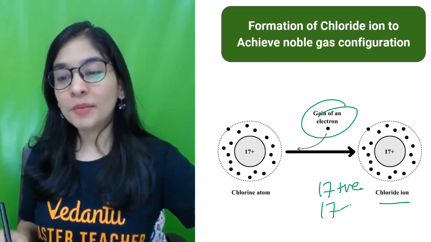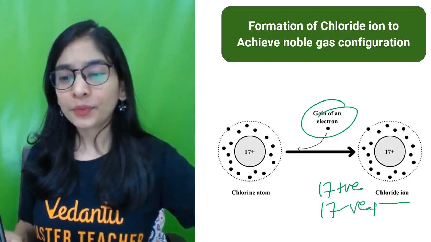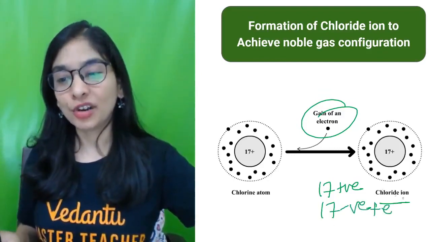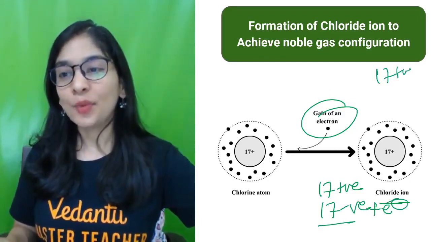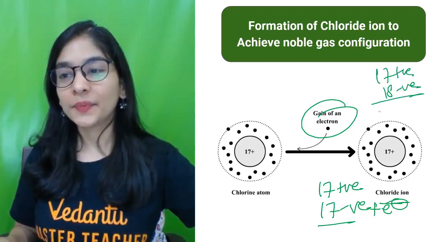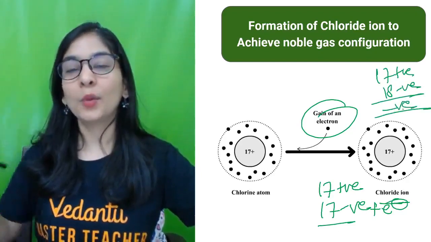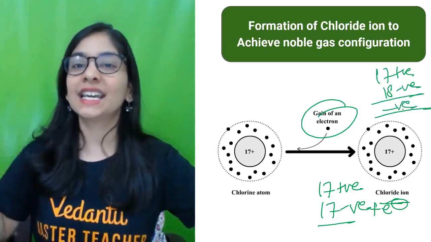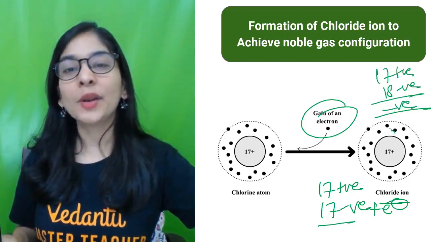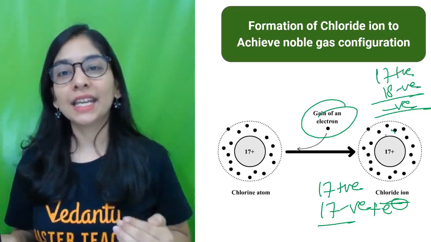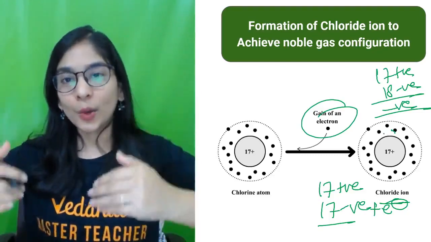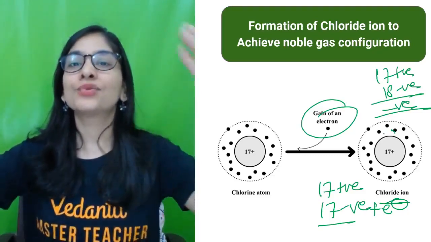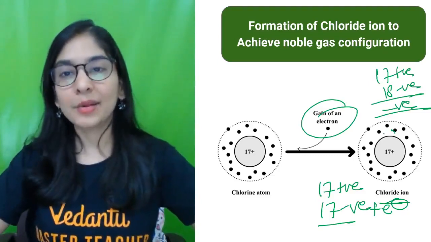My electrons must be the same 17, but it has accepted one electron to achieve stability. That means 17 positive and 18 negative. There is overall one negative charge, right? 18 negative, 17 positive. That's what we observe: after gaining an electron, my non-metal acquired a negative charge. One electron, one negative. Two electrons, two negative. Three electrons, three negative. That's pretty much clear?